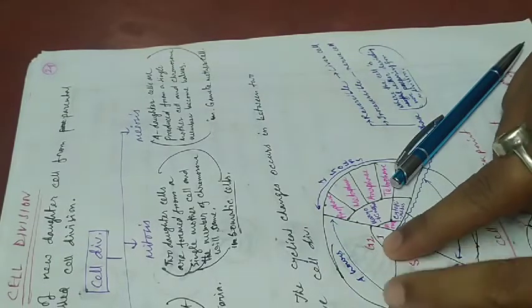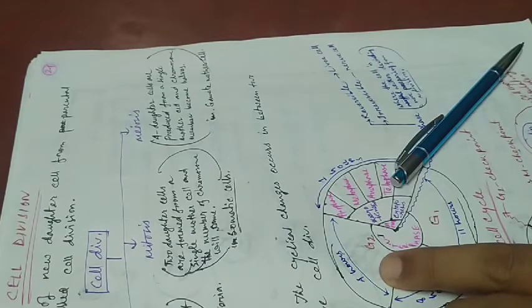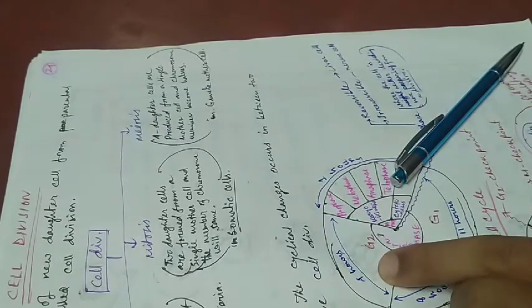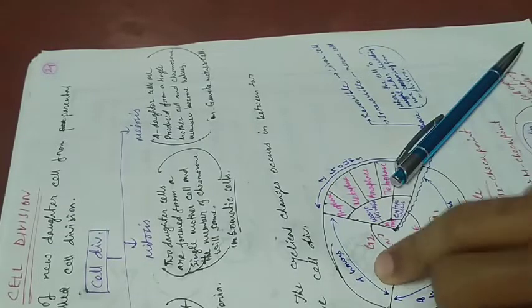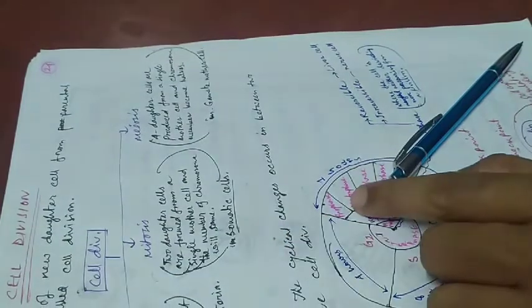Then the G2 phase. In the G2 phase, most of the RNA is synthesized. The concentration of protoplasm will increase. Third, protein synthesis also occurs in this phase. Then the cell gets prepared to divide.